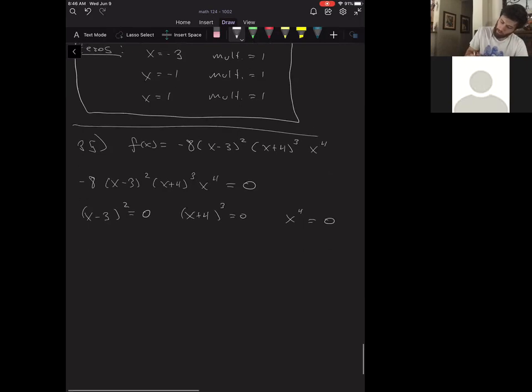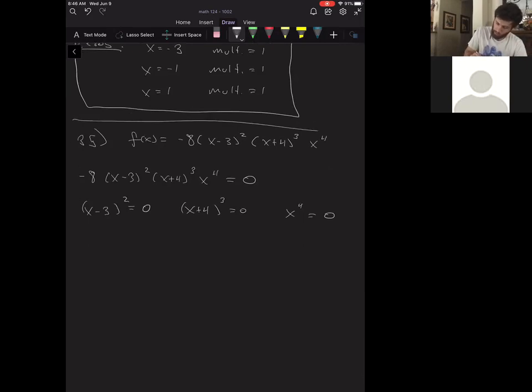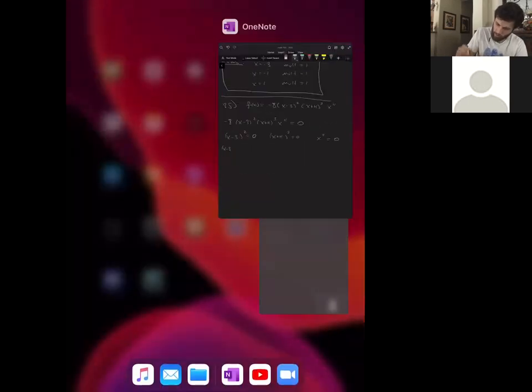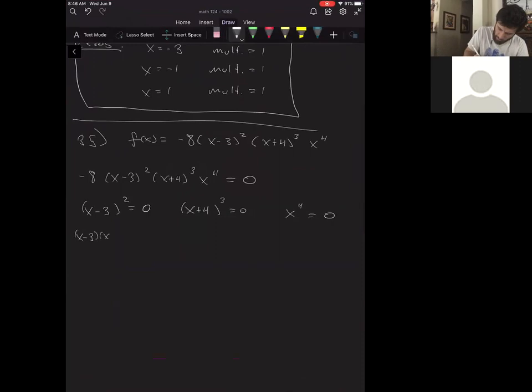So notice x minus 3 squared. So what does that mean? Well, that just means x minus 3 times x minus 3 is equal to 0, which just tells us that x minus 3 is 0, x minus 3 is 0, which tells us we're going to get x equals 3, and also x equals 3. So notice we get 3 two times, because the power up here is 2. So what this tells us is that we're going to get x equals 3, and the multiplicity of this one is going to be equal to 2.